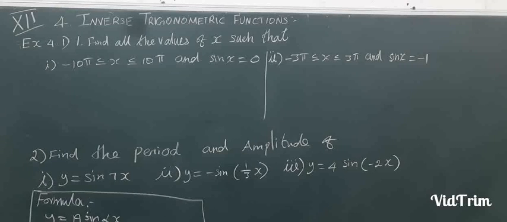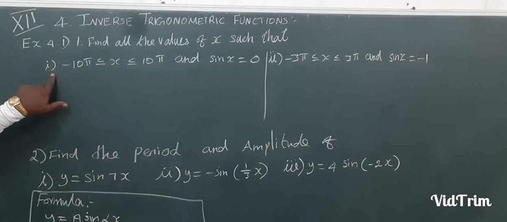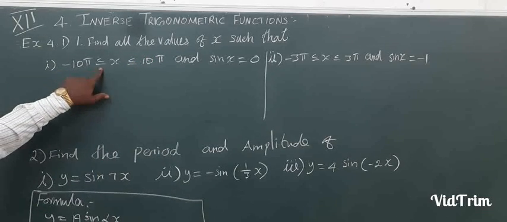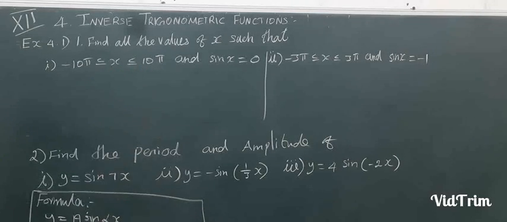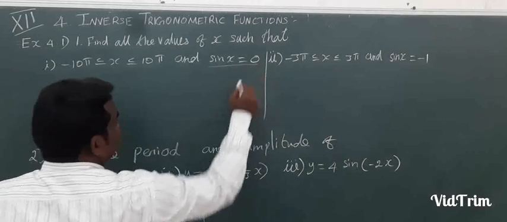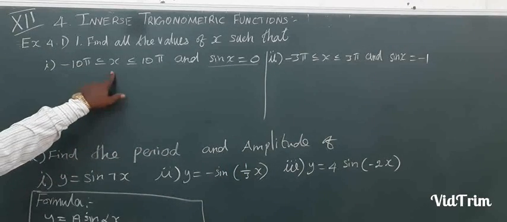Exercise 4.1, first question, first Roman letter. Find all the values of x such that minus 10 pi is less than or equal to x, less than or equal to 10 pi, and sin x is equal to 0. So that is the given idea to find out all the values of x.